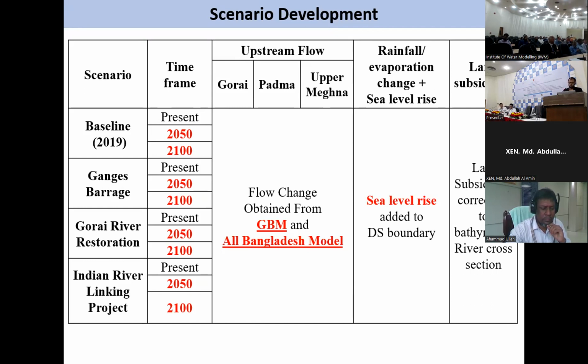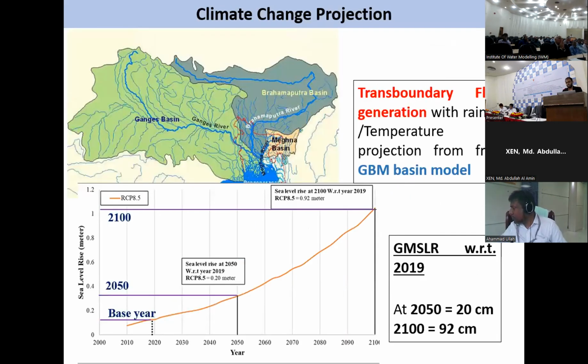In the projected period, we applied sea level rise, land subsidence, and transboundary flow change. The sea level rise and climate change information we obtained from the climate change team, and land subsidence information we obtained from the land subsidence team, and we observed their presentation yesterday. The transboundary flow change we obtained from climate change information and the GBM basin model tool, and the sea level rise projection we obtained from the climate change report.